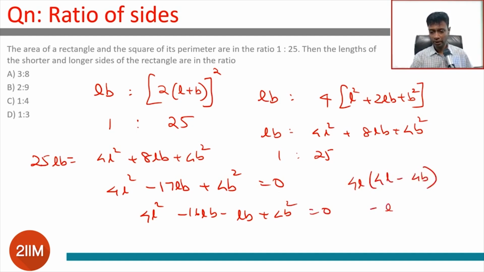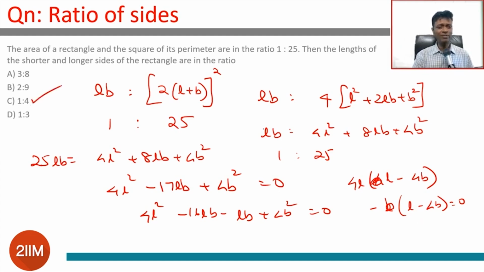minus B, sorry, 4L into (L minus 4B) minus B into (L minus 4B) is 0. So (4L minus B) into (L minus 4B) is 0. 1:4 or 4:1. Shorter to longer is 1:4.